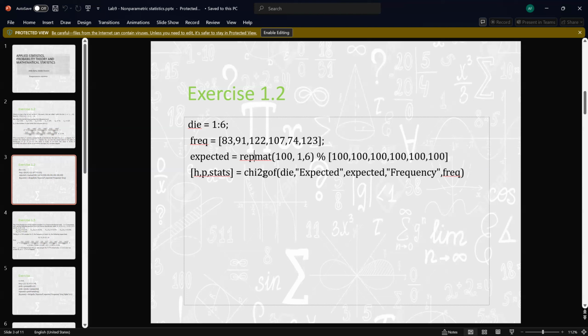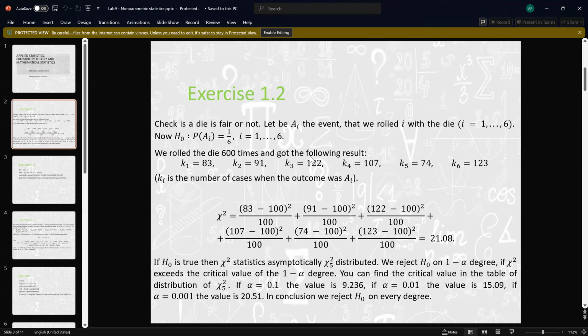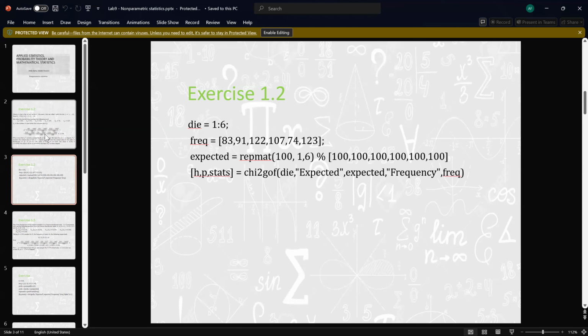Now, this is the important thing. The chi2gof function, chi-squared goodness of fit. What are the parameters? Well, the output, there's the H, the P, and the stats. It only has 3 outputs. Stats contains the statistics related to the test. And as for the data, you take the dice, the expected values, and the frequency, the actual values. And if the confidence is given, then you also have to give the alpha. But for now, you don't.